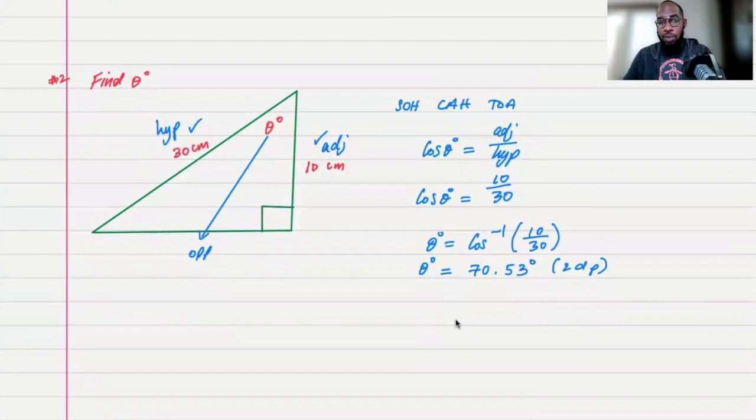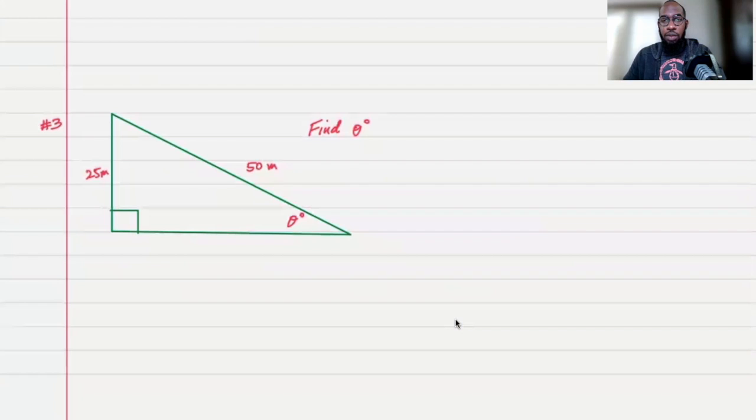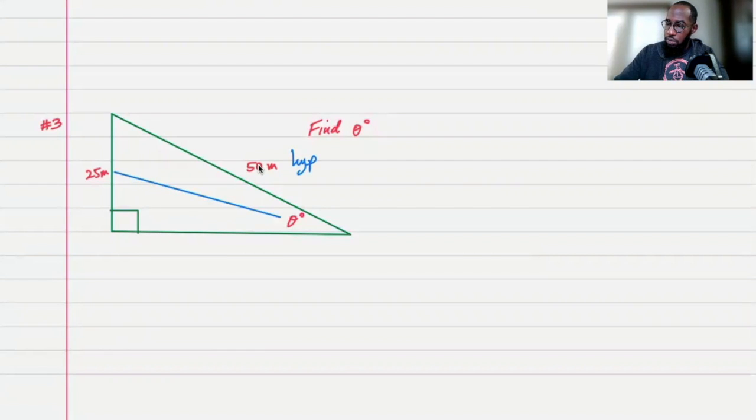Let's look at the last question. All right, let's deal with it. Label our sides, 90 degrees. This is where it's pointing to, so this is the hypotenuse. This is opposite. And this is adjacent. So we're looking for opposite and hypotenuse.